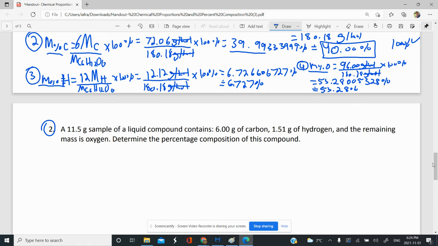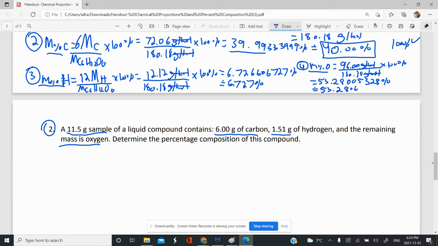So we have an 11.5 gram sample of a liquid compound that has 6 grams of carbon, 1.51 grams of hydrogen, and the remaining is oxygen. Find the percentage composition of this compound. That basically means find the mass percent of all the elements in the compound.